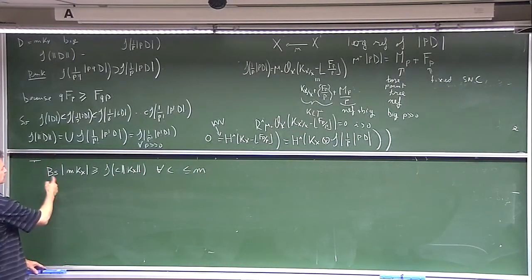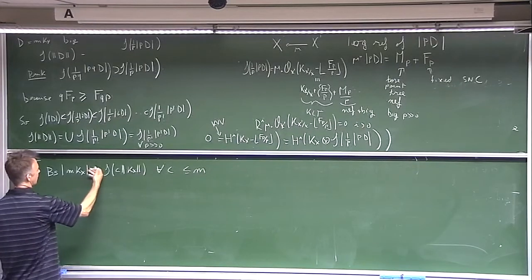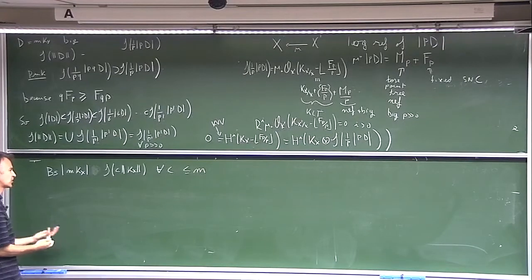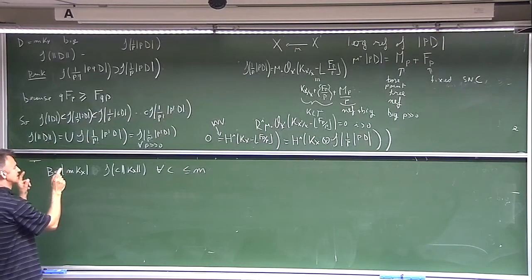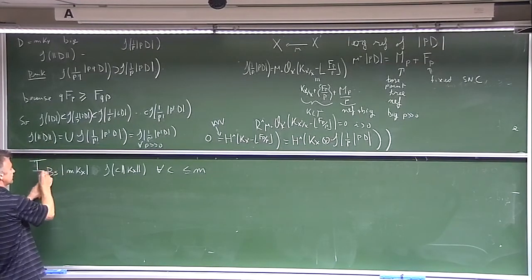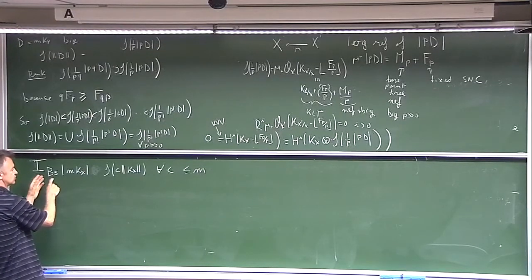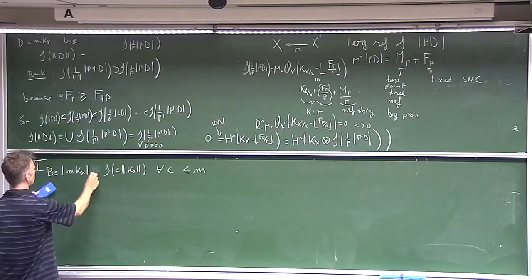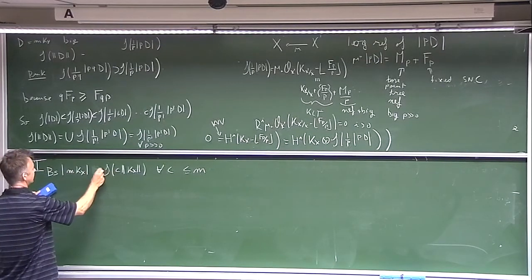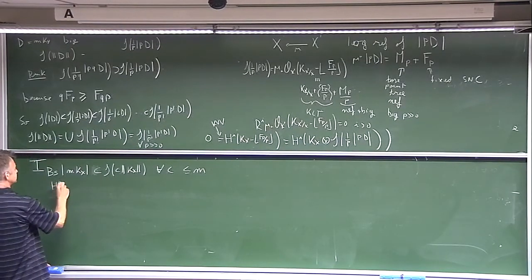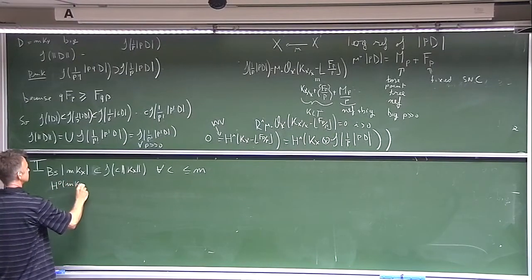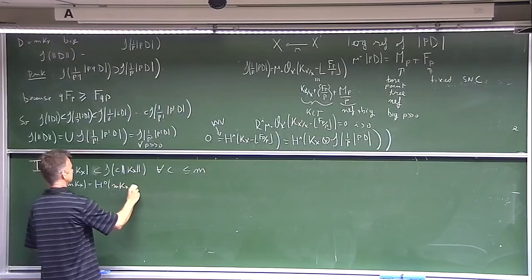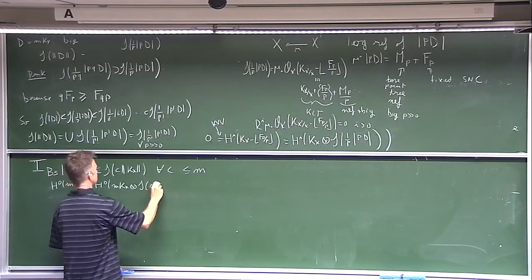So what do I mean to say here? This is a base locus, this is an ideal. If I want to compare them, I look at the ideal corresponding to this base locus, so this is just where these sections vanish. Okay, so I want to say that this is deeper than that. In other words, I want to say that H^0 of mK_X will be equal to H^0 of mK_X tensor the ideal I of cK_X.